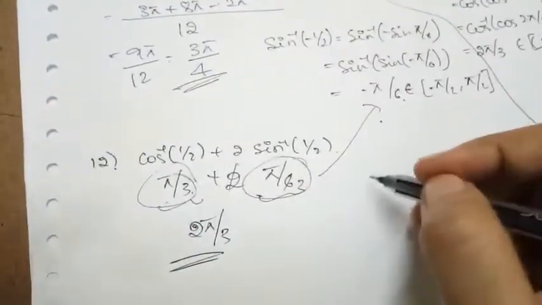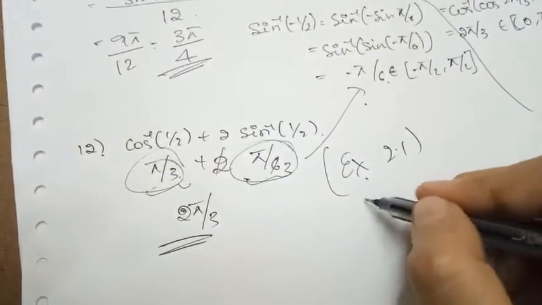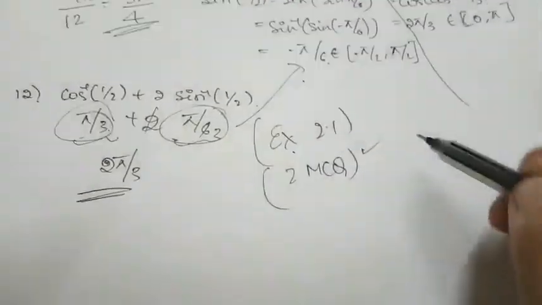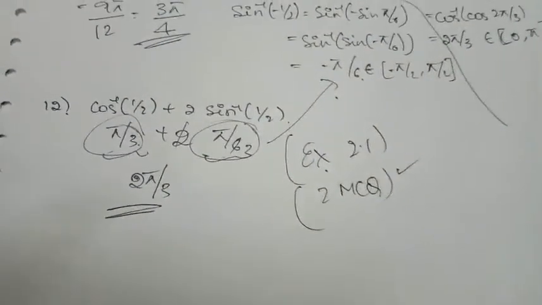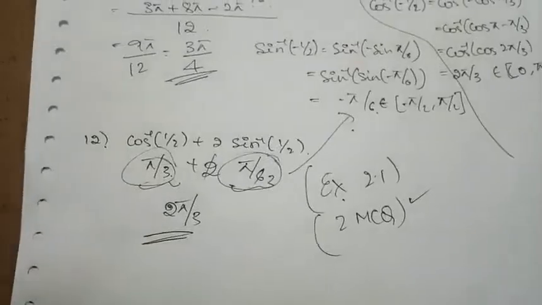So this is what exercise 2.1 is based upon. There are 2 MCQ questions. Try to do them by yourself. It is very easy. If you don't get it, you can ask me at any time.